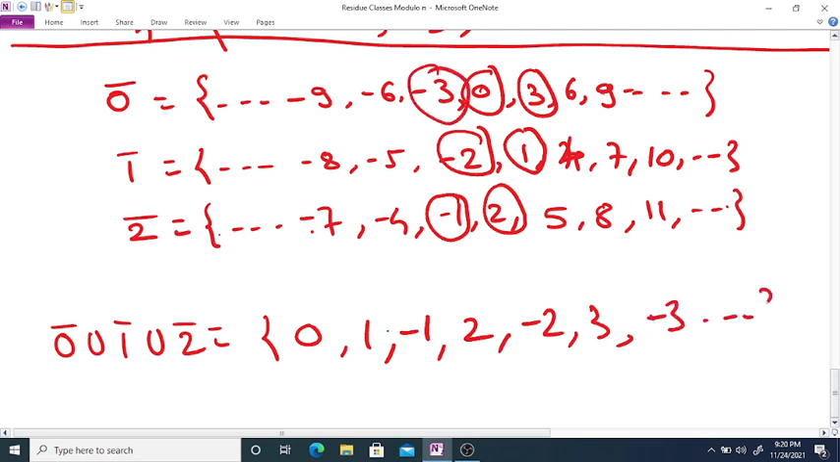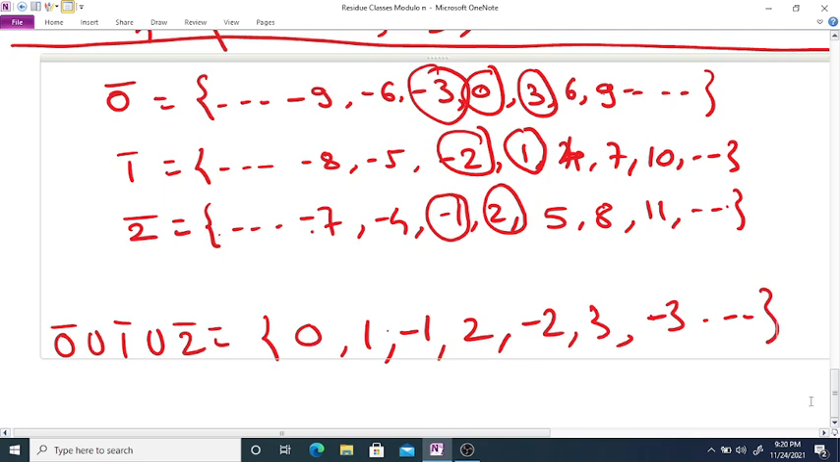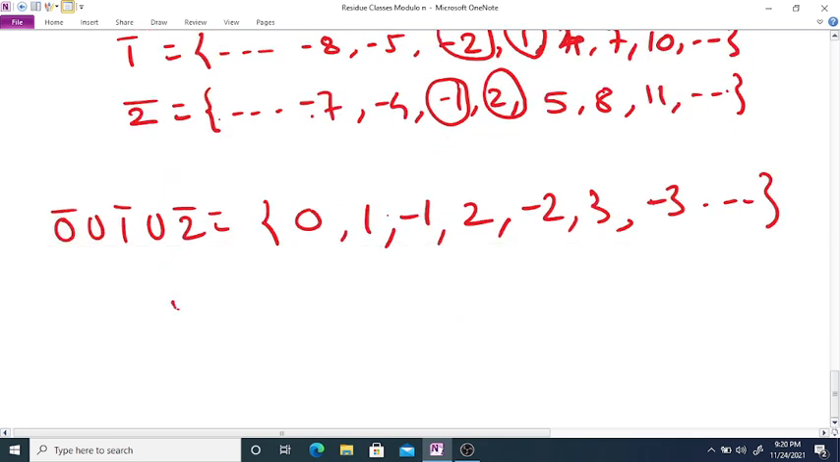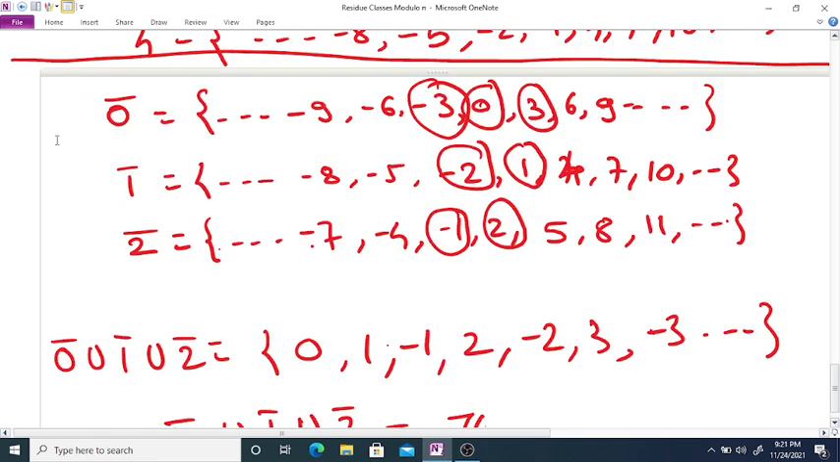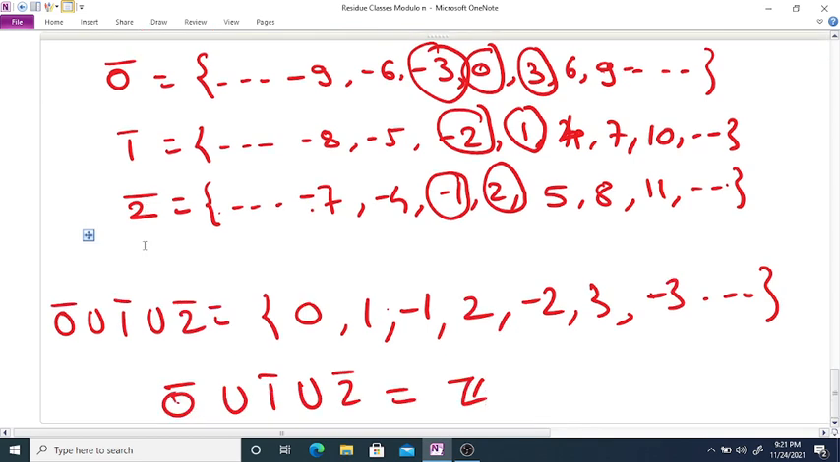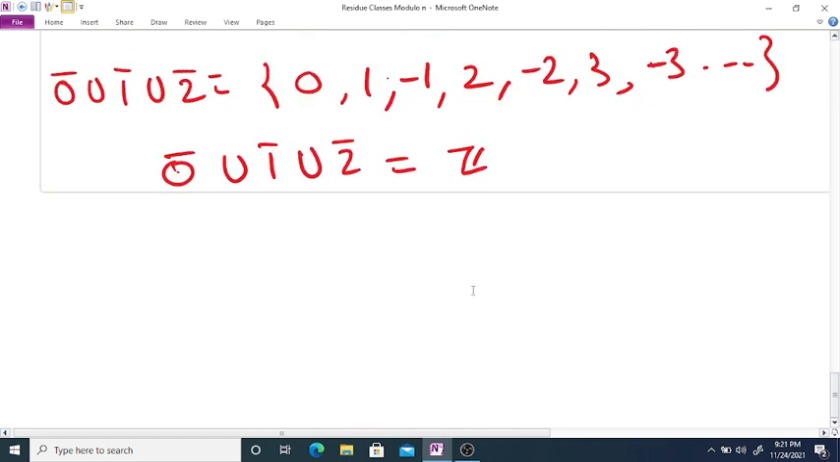Okay, so you can check here the union of 0 bar, 1 bar, and 2 bar is equal to the set of integers. Union is equal to the integer set. Now, you can observe here the intersection of 0 bar, 1 bar, 2 bar is the empty set. So there are 3 distinct equivalence classes, and their union is the set of integers. So these three distinct equivalence classes are called residue classes modulo 3.